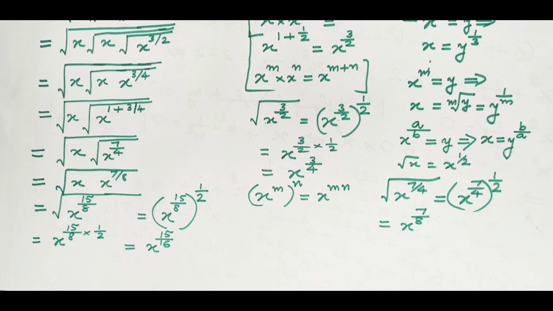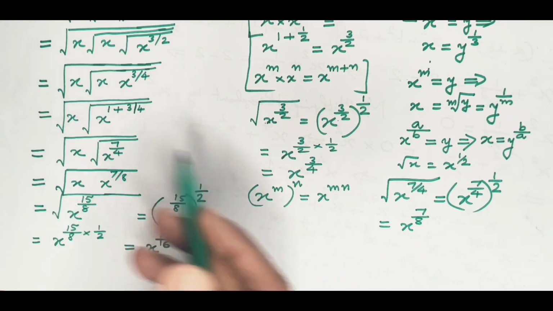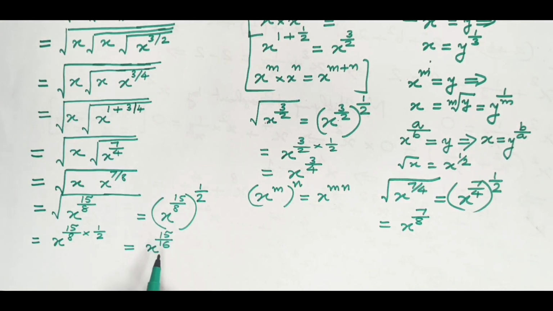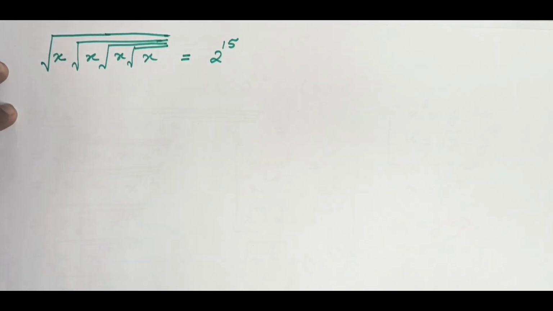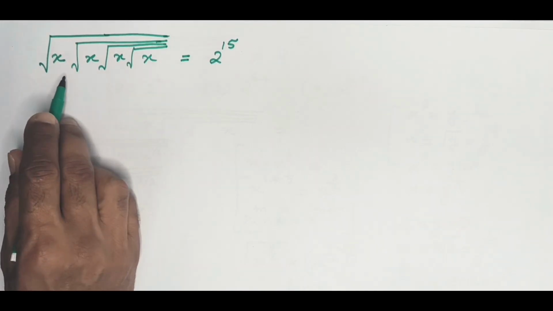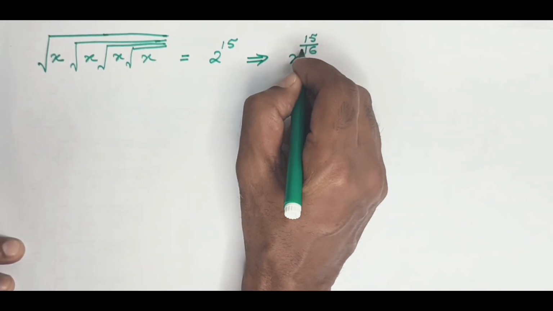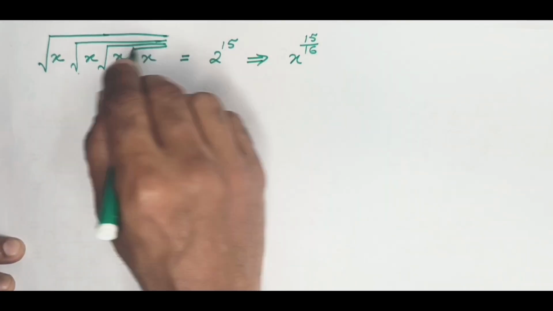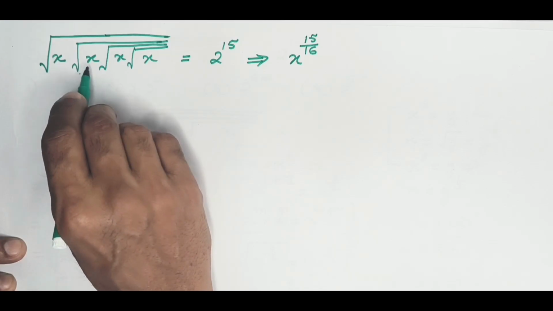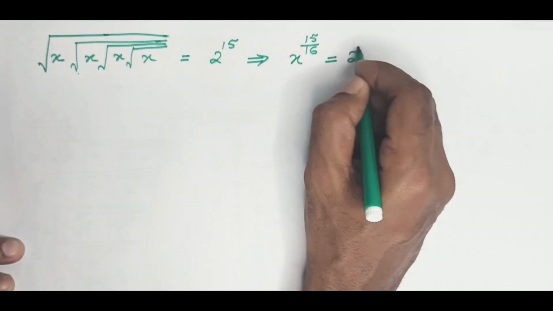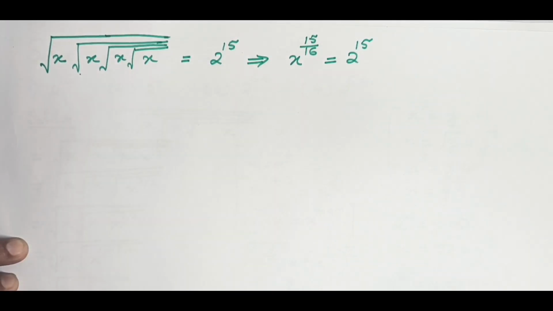So what do you observe? The given expression with the 4 square root signs has been simplified to this one. So this you can write in place of the long algebraic expression in the given equation. So let me rewrite the equation again. This is the equation we are given to solve. Now this has been simplified to x to the power of 15 over 16 on the left side. So I'm just substituting the simplified value of this algebraic expression. The right side is 2 to the power of 15.